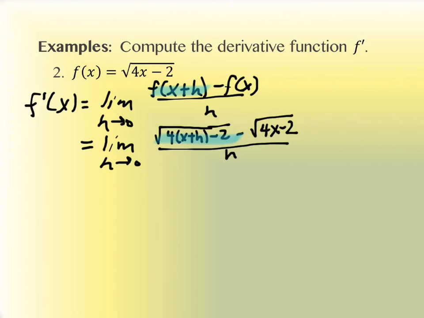Now, the fact that one of them has the h in it and the other one does not, somehow that h that's underneath that square root's got to come out, or I'm not going to be able to simplify with the h in the denominator.